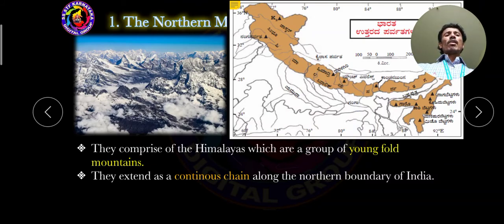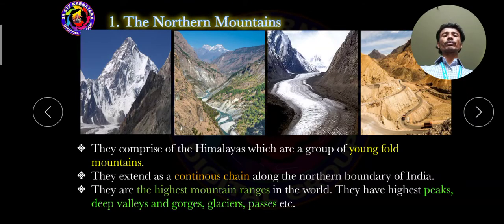It means a link of mountains. The Himalayas, see there is a link of mountains we can see along the northern boundary of India. See this all is the northern boundary of India, along which the northern mountains extend as a continuous chain. There is a link between the mountains. We can find it on the northern boundary of our Indian country.